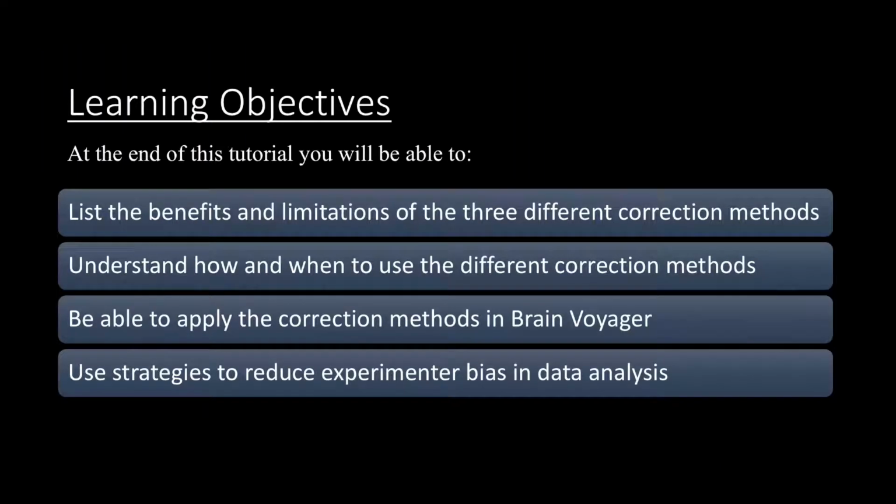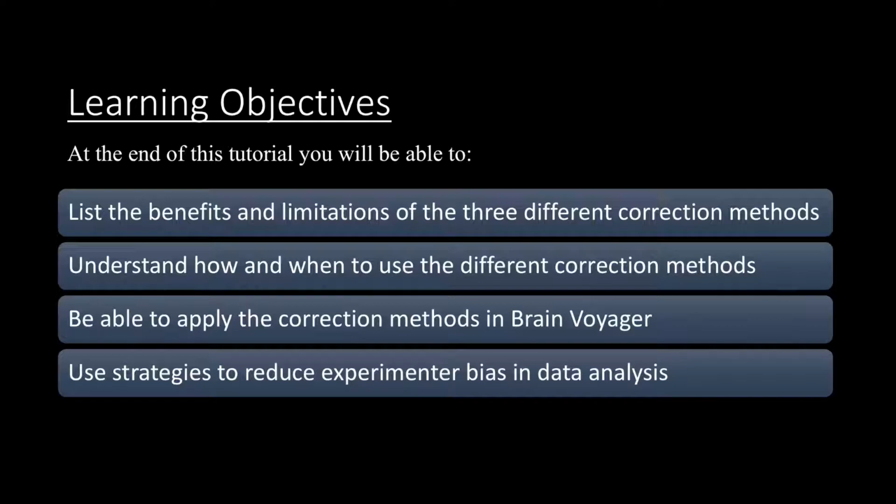Learning objectives. After completing this tutorial, you should be able to understand the pros and cons of the three different multiple comparison methods: Bonferroni, false discovery rate, and cluster correction. You should also have a solid understanding of how to carry out the corrections using BrainVoyager and understand when it is appropriate to use each type. Finally, you should be able to understand the strategies that can be used to avoid experimenter bias in data analysis for techniques such as cluster correction.